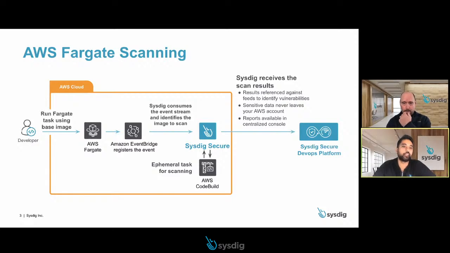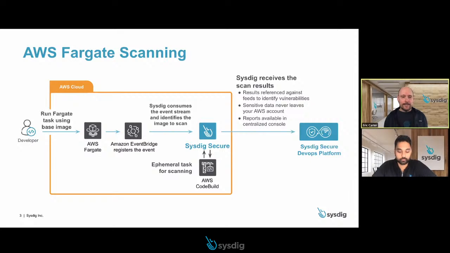So notice, Eric, that this is all automated. Your developer runs that task, we automatically see that task, map it to the image that's being referenced, and scan it all within your AWS cloud. So your image never leaves AWS, your data never leaves, your credentials never go out. All that scanning happens locally in AWS, and only the results about that image and the vulnerability information, the report, gets sent back to Sysdig where you can actually see it.